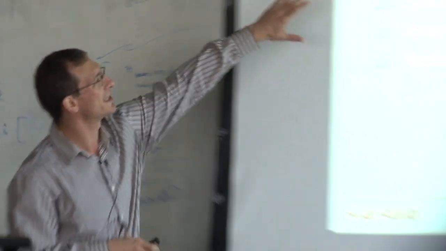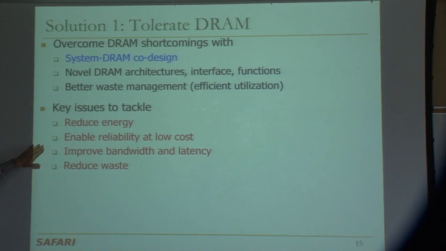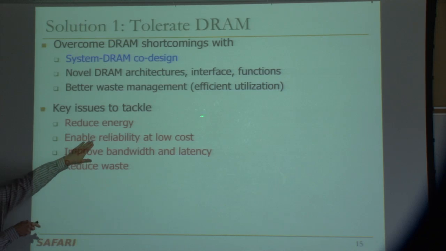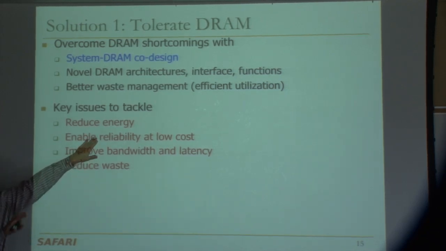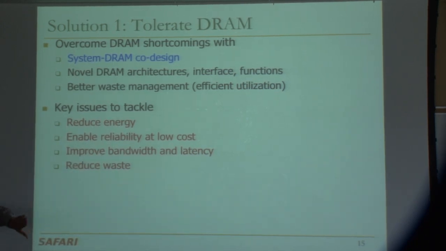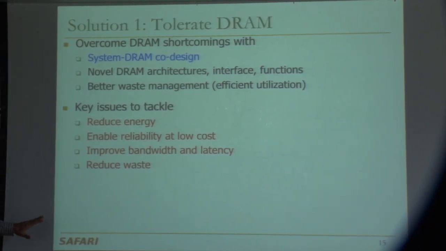Okay, so there are several key issues to tackle, I think, in this. One is, how do we reduce energy in general, and refresh energy in particular? How do we enable reliability at low cost? Because the cell is becoming much less reliable. So can we actually have systems that enable reliability at low cost? And maybe we have heterogeneous systems. We have some parts of DRAM reliable, some parts of DRAM that are not reliable, and take advantage of that at the system level, right? Instead of providing reliable DRAM across the entire system, which is costly.